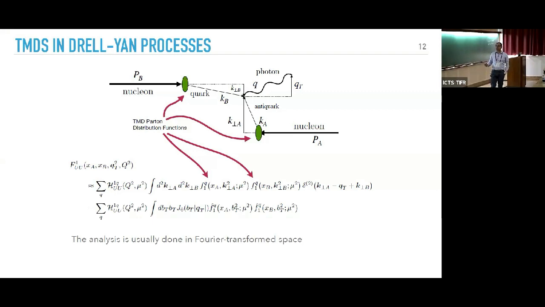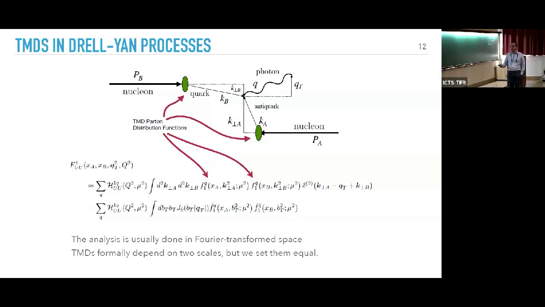Now, usually you treat this convolution in the conjugate space, what we call b_T space most often, because this convolution becomes then a product in b_T space and it's easier to deal with it. This is Drell-Yan. And notice here also that I write the TMD as dependent on x, the longitudinal momentum, b_T, the Fourier conjugate to k_perp, and a scale mu, similar to the collinear PDFs. Now, in general, TMDs depend on two scales, but for convenience, I set them to be equal.